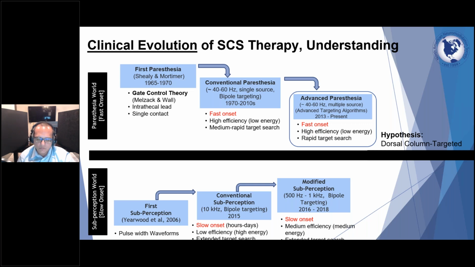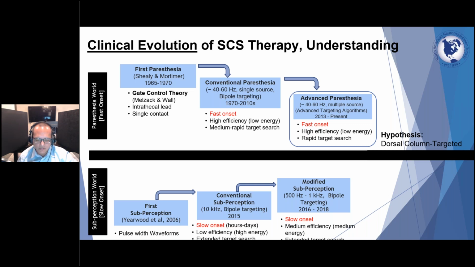The recharge burden was very high, and it was very difficult to target search because you had to estimate where the most appropriate place was to place the leads to cover the area of pain, because the pain relief would take, again, hours or days. So you couldn't really do this intra-op during a spinal cord stimulator trial. This was then modified from 10 kilohertz to between 500 and 1,000 hertz using bipolar targeting, and this came about between 2016 and 2018.